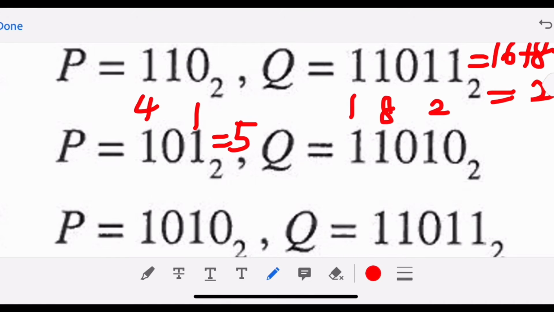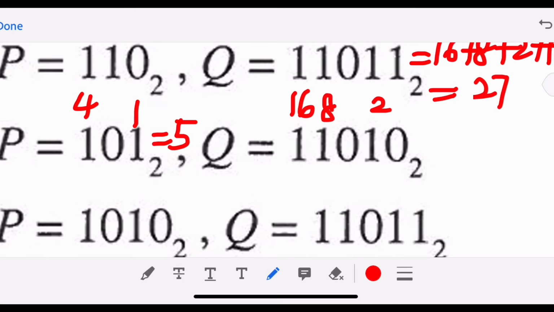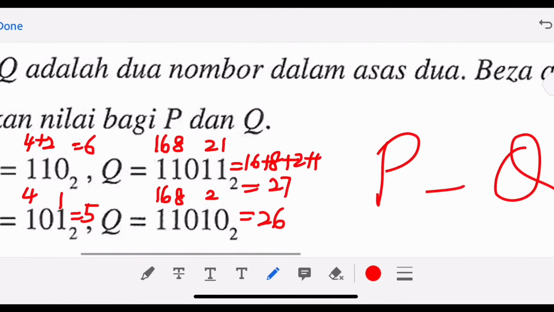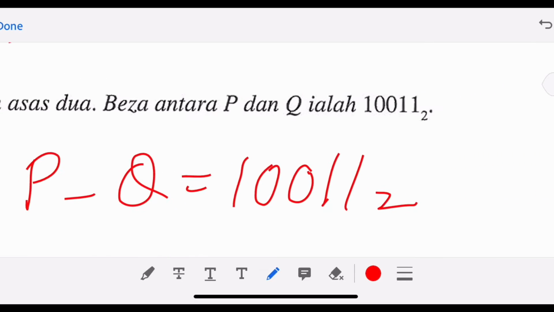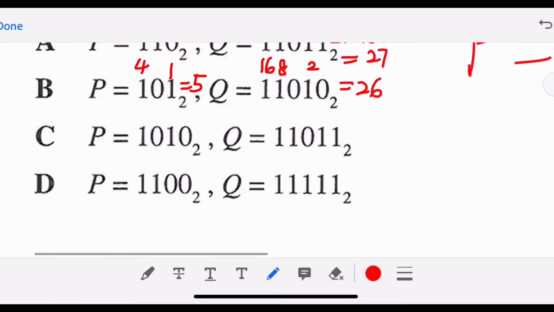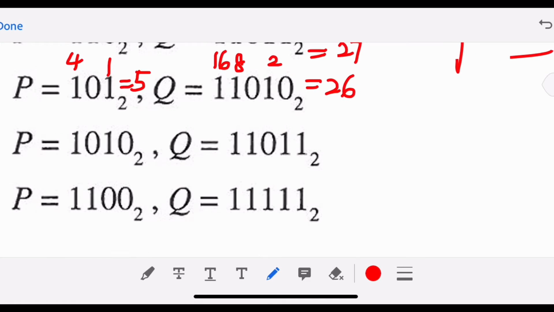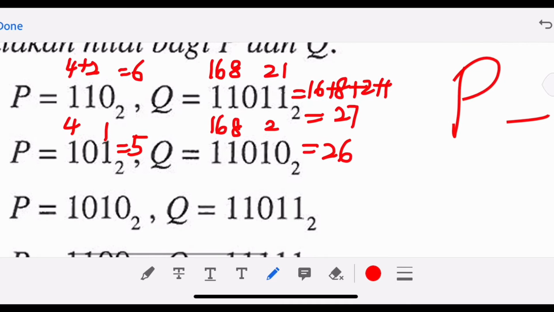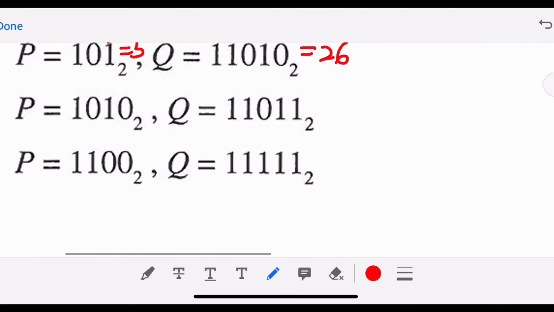So how about B? If I add on, the P is 101, okay, which is equivalent to 5, and then the Q is 26. So if I find the difference, I won't get 19, which is base 10. I will get 26 minus 5, which is 21. So this is not the right answer.